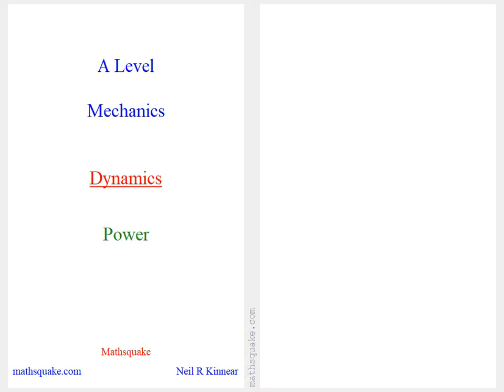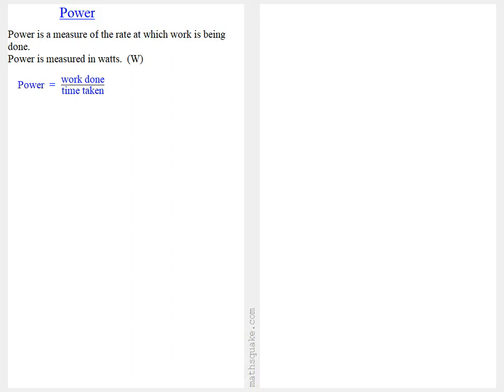A-level Mechanics, Dynamics, Power. Let's look at what we mean by power in mechanics. Now we take power to be a measure of the rate at which work is being done, and power is measured in watts. If power is the rate of doing work, then power is the total work done divided by the time taken. So 1 watt represents 1 joule of work being done per second. Now we call 1000 watts 1 kilowatt, kW.